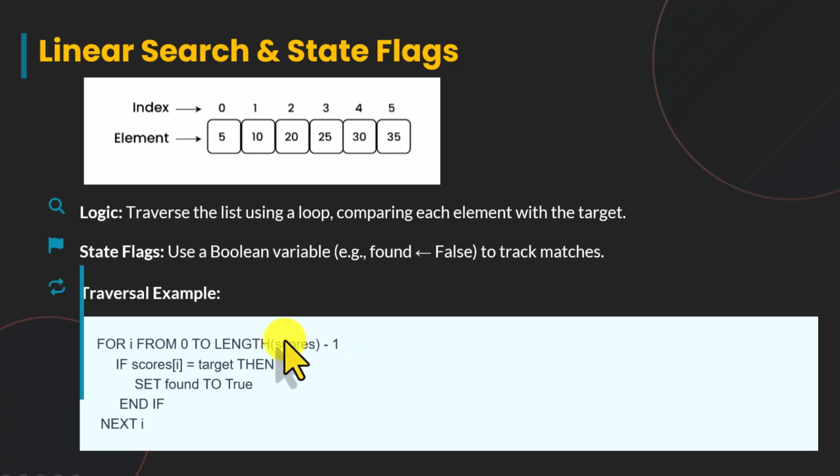From 0 up to length of the scores minus 1. Instead of scores you can just write the name of the array. So if scores at index I, which starts first at 0, then 1, then 2, is equal to target, then set found to true, end if, so it ends here. Then after that, next I, or I is equal to I plus 1. So that is an example for linear search or traversing through arrays.